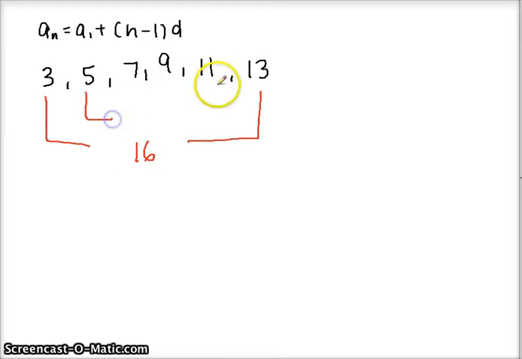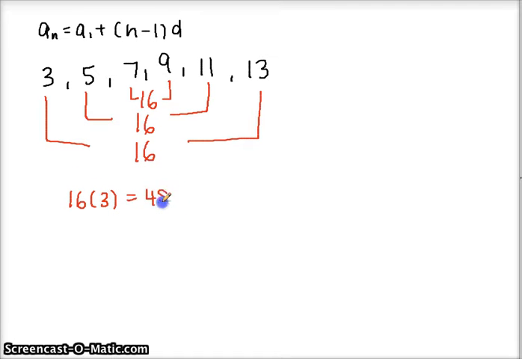And then we have 5 and 11. If we add that, it's also going to be 16, and 7 and 9 is also 16. So a quick way to add this up would be to do 16 times 3, which is 48. So we can use this idea to create a formula for an arithmetic series.